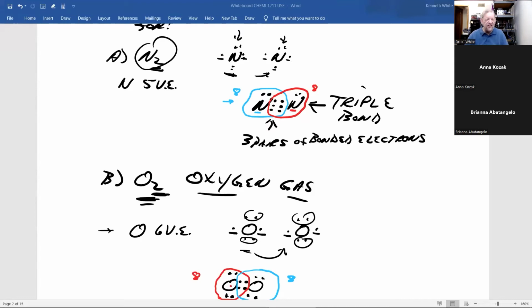Now, let's look at the next molecule, hydrogen cyanide, HCN, which is a very dangerous poison.